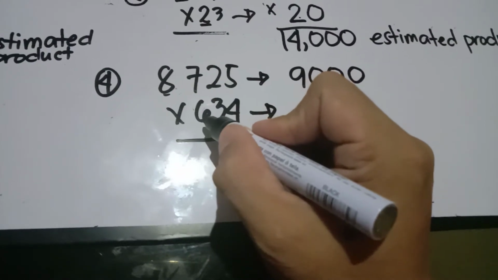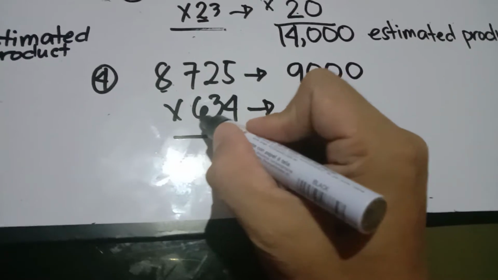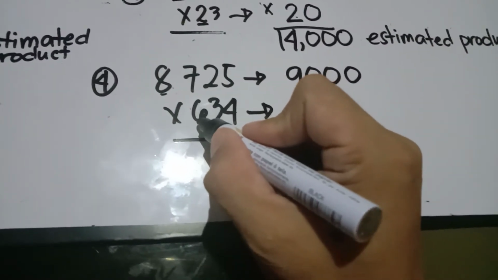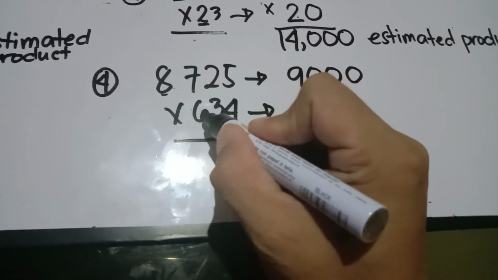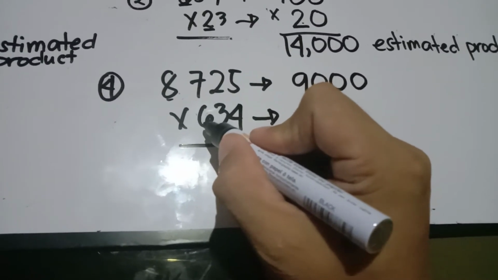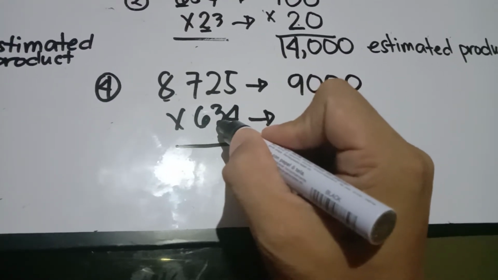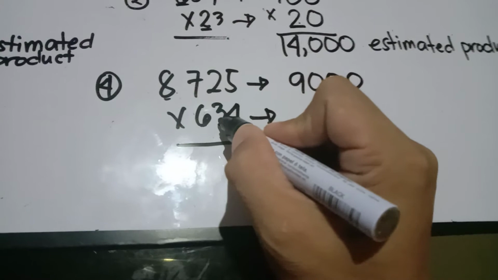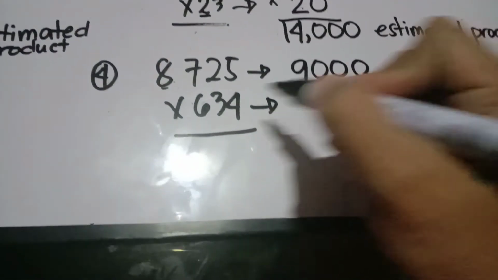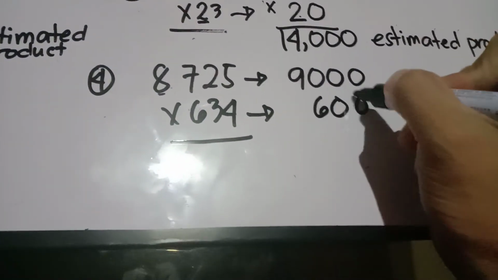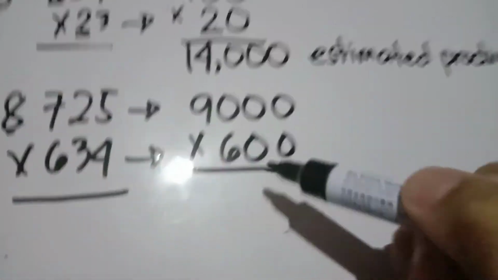Next, 634. The digit in the leftmost is 6. So we are going to round this digit, kasi ito yung nasa highest place value, which is hundreds place. The next digit at the right is 3. So ang gagawin natin dito, retain, kasi hindi nakaabot ng 5, less than 5. So kukopyahin lang natin si 6, then 3 and 4 magiging 0. So these are now the new factors.